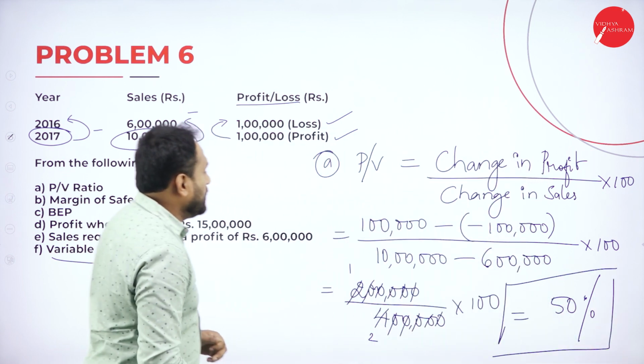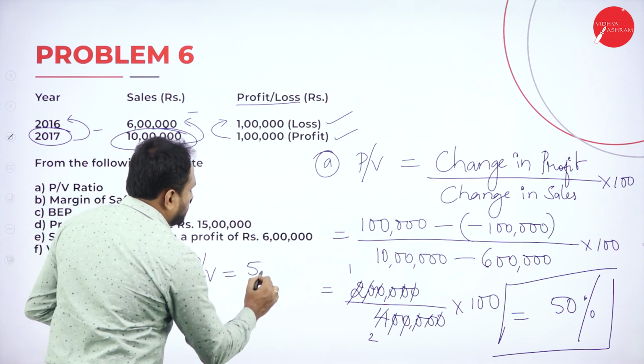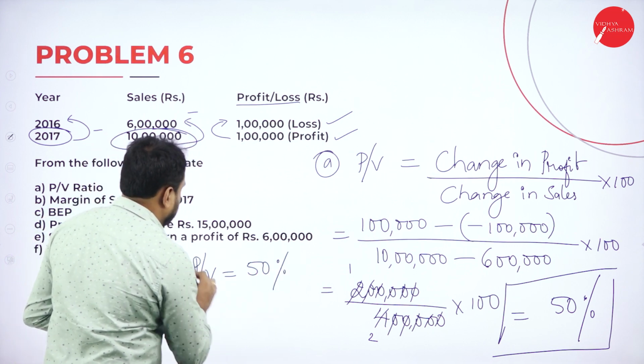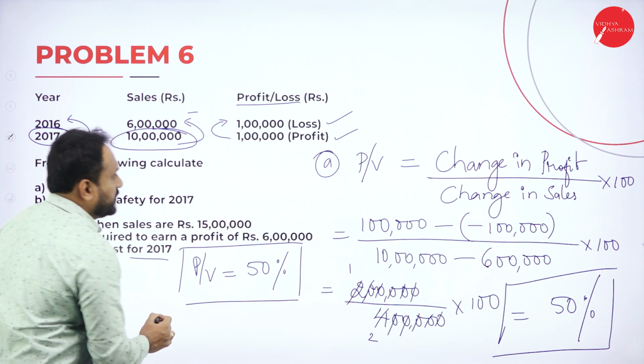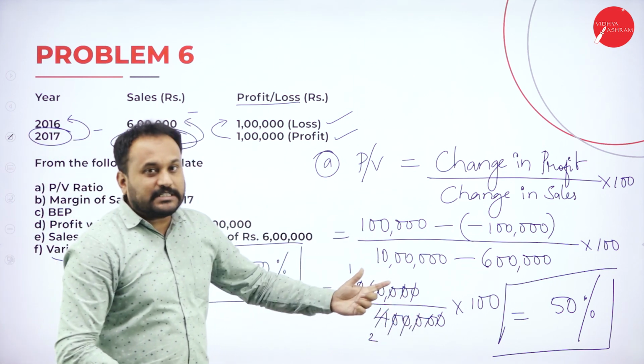Now what is my PV? My PV is equal to 50%. So this is what the first one is done. I'll repeat this once again.